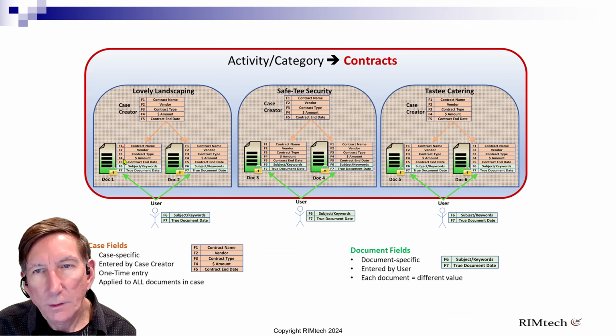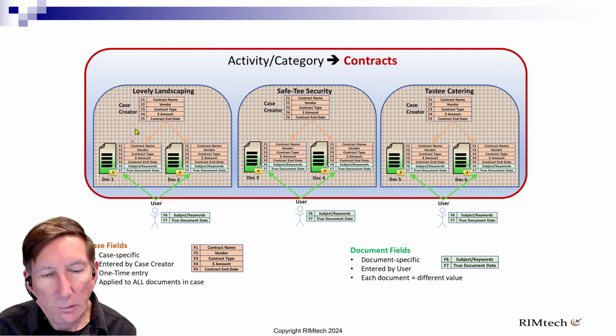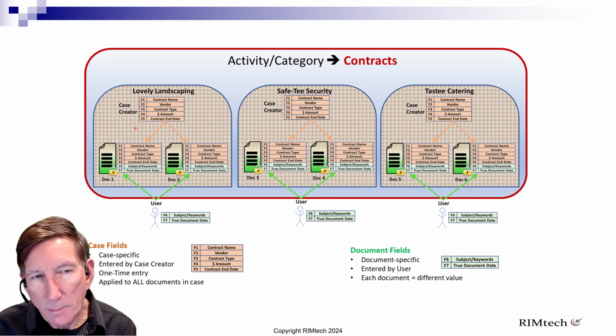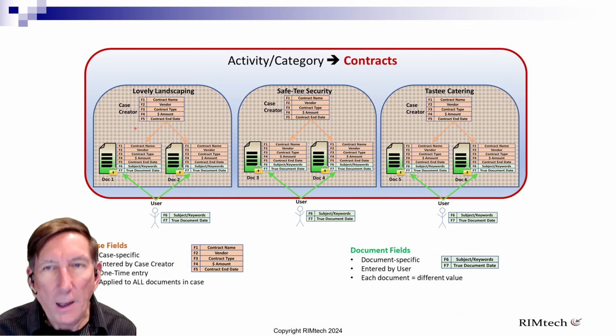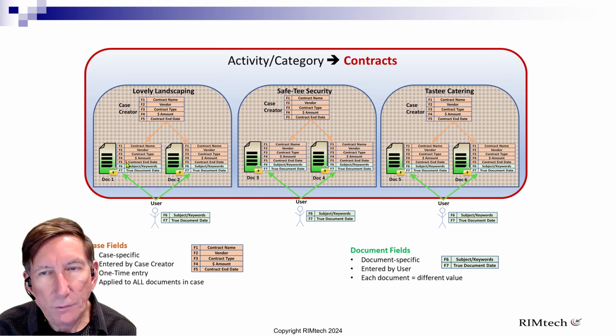Fields F1 through F5 are created by the IMA or records manager only, once only, and only at the time the case is created. And the values of those 5 fields are replicated automatically across all the documents that flow into that case over time. Got that? Okay. Why do we do that?